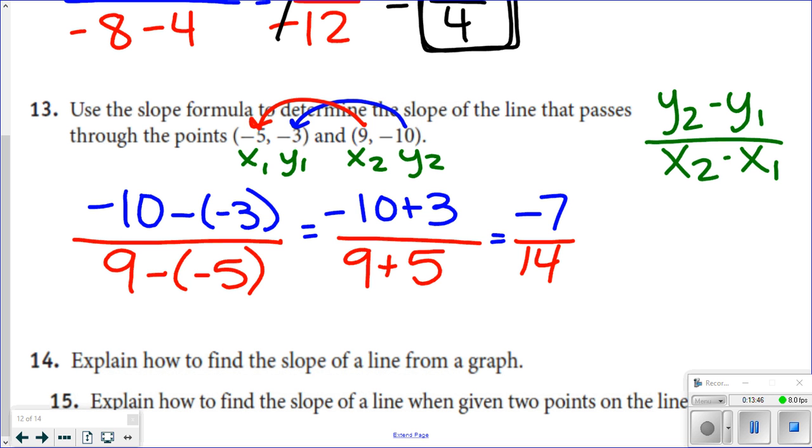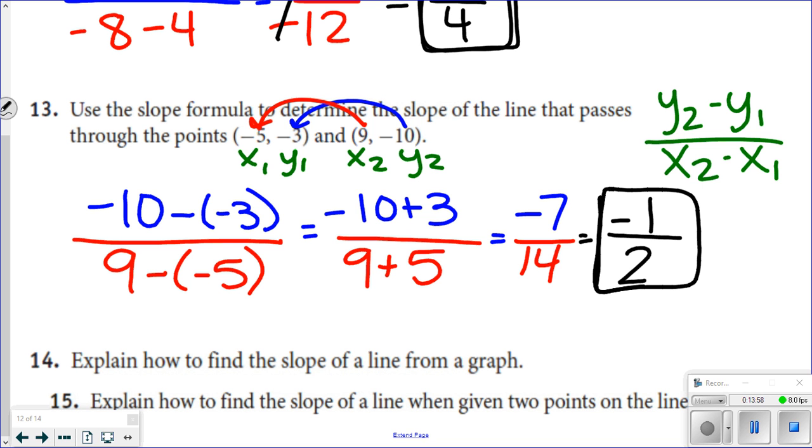Ooh, but I know that this is not reduced. 7 goes into itself once. 7 goes into 14 twice. So this right here would be my final answer. Okay, get into the habit of reducing. You can do it.